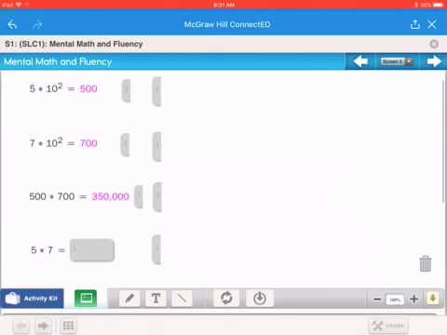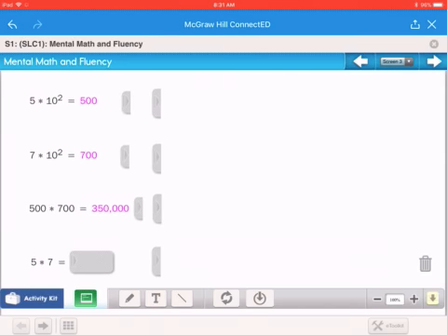The last problem is, that's kind of unusual, 5 times 7 again. 5 times 7 is 35. That was kind of an unusual one to end with, but that was it. Good work with that.